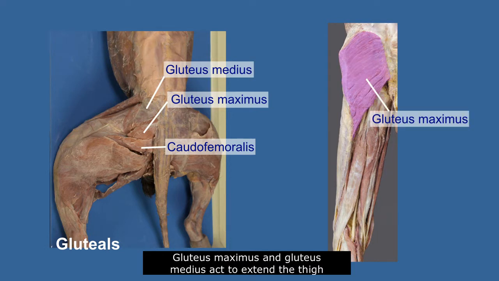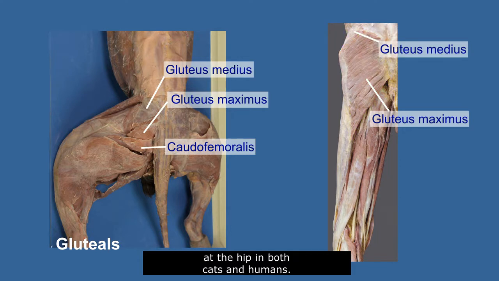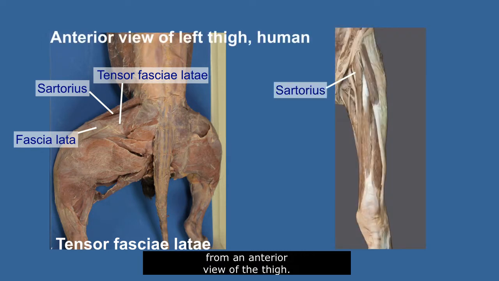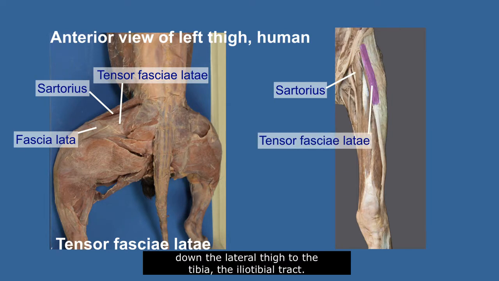Gluteus maximus and gluteus medius act to extend the thigh at the hip in both cats and humans. There is no homologue for caudofemoralis in humans. The tensor fasciae latae in a human is best demonstrated from an anterior view of the thigh. It inserts into the band of fascia that extends down the lateral thigh to the tibia, the iliotibial tract.